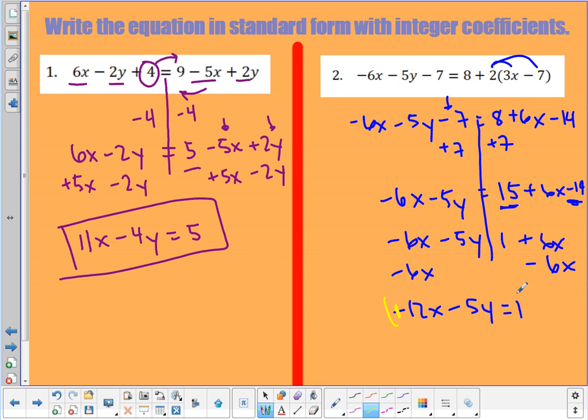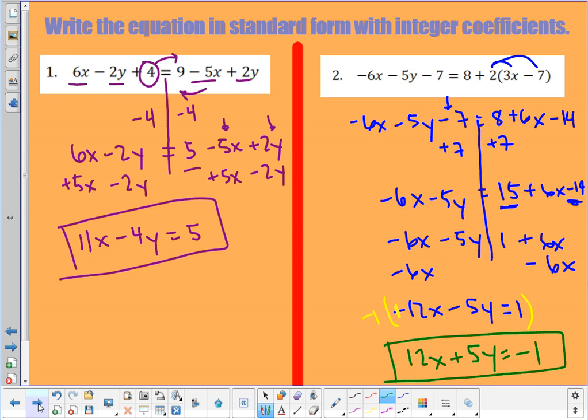And in order to make it positive, I need to multiply the whole thing by -1. When I do that, that makes that a positive 12x. That makes that a positive 5y. And I even go across the equal sign to that constant because I can't just change the left side. I've got to change the right side as well. So that's going to be equal to -1. There's my standard form equation.